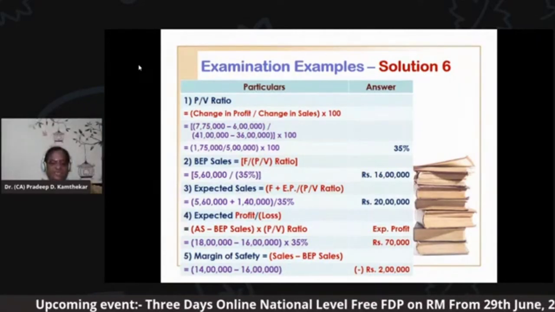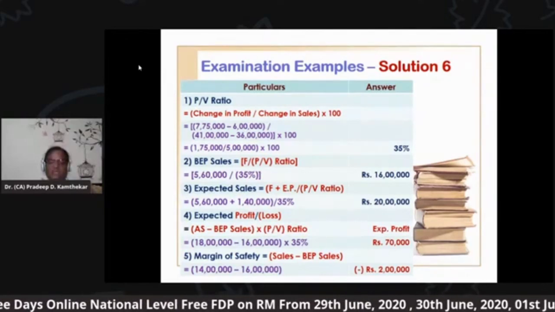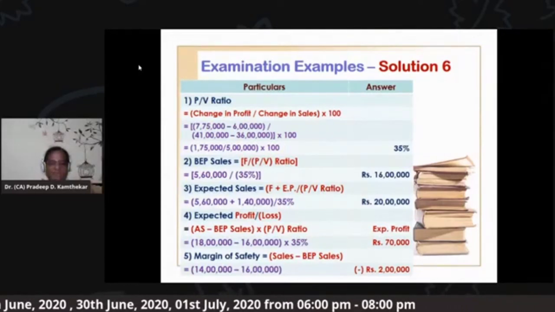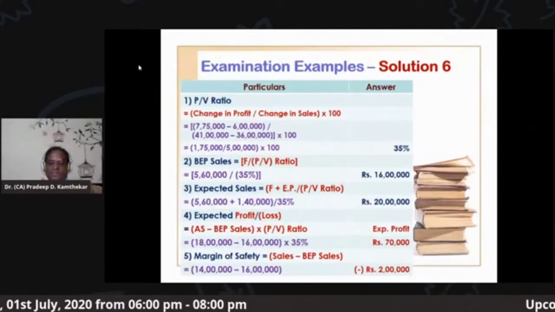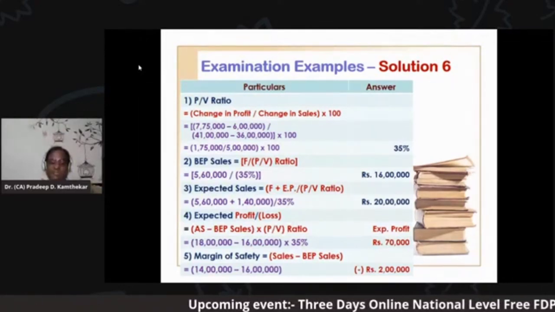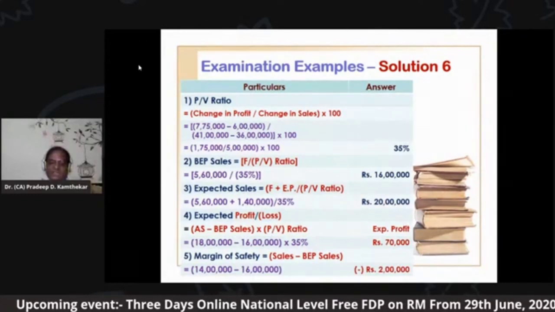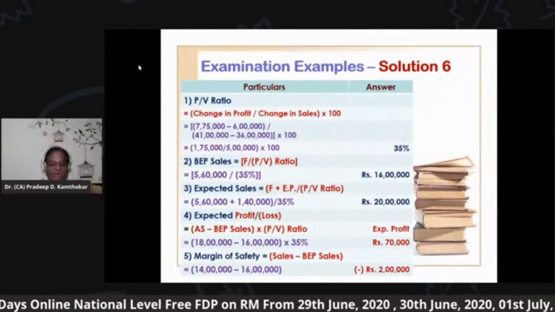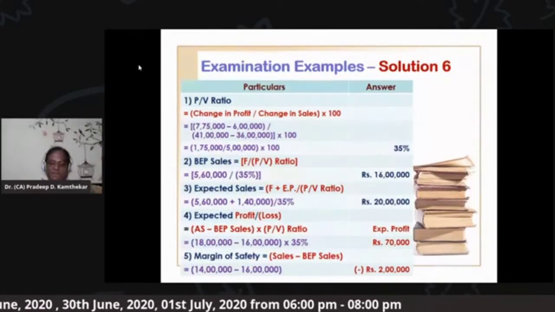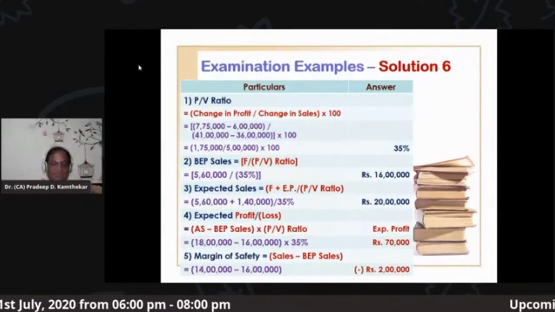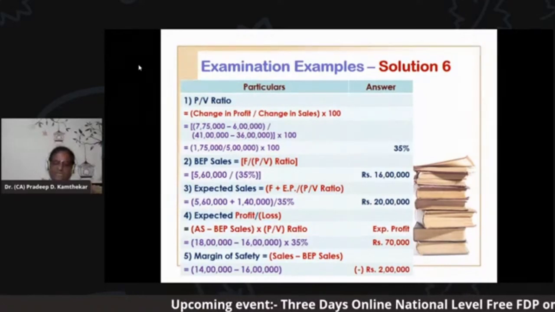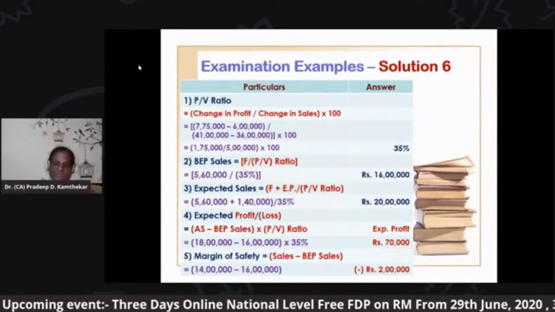Expected profit, when actual sales are given as 18 lakhs, from that we minus 16 lakhs, so margin of safety is 2 lakhs, 2 lakhs into 35%. So since margin of safety is positive at 35% PV ratio, this business gets 70,000 profit for actual sales of 18 lakhs. Margin of safety, for actual sales of 14 lakhs given and break-even sales of 16 lakhs, you can see here there is negative margin of safety, and that is rupees 2 lakhs. That means at sales of rupees 14 lakh, the business will have a loss.